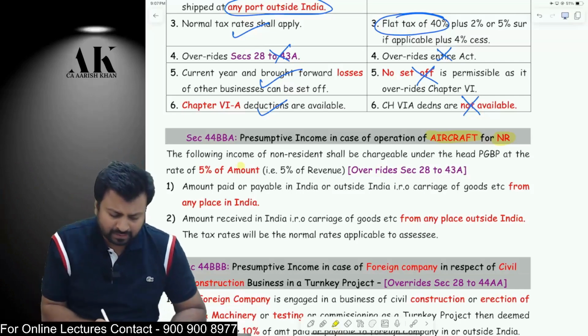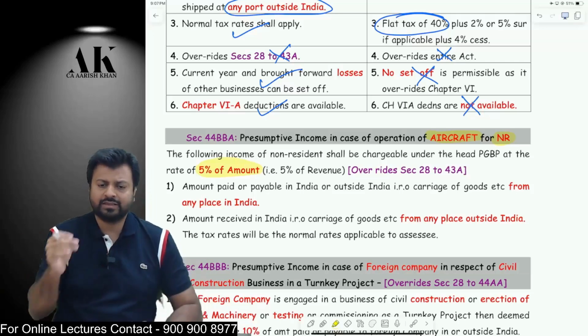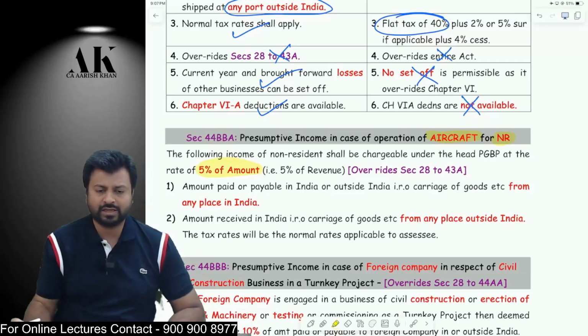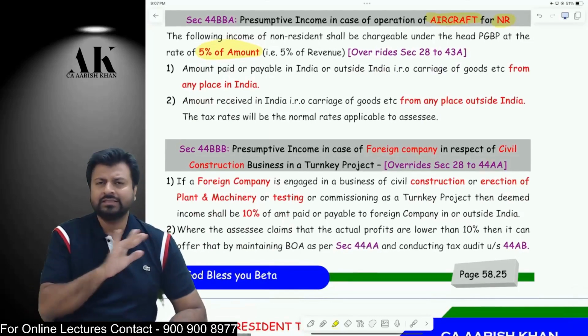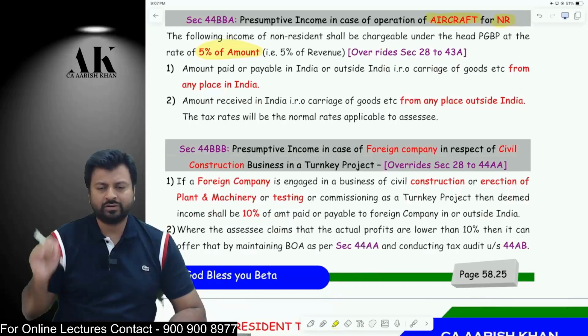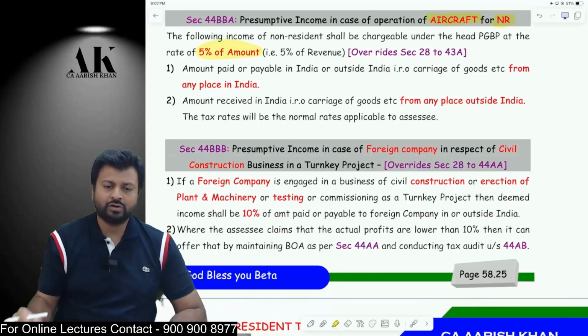How much will be deemed income? 5% will be deemed income. That's it. Nothing else is there. So here there is nothing like 172. 172 is only applicable for shipping business. It is not for airline business.